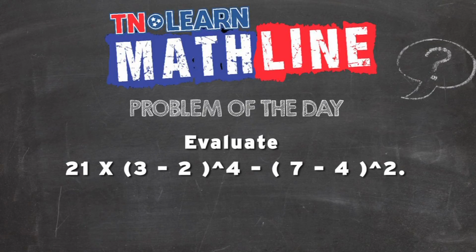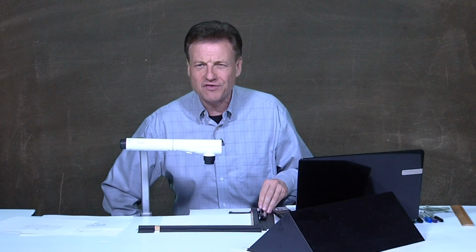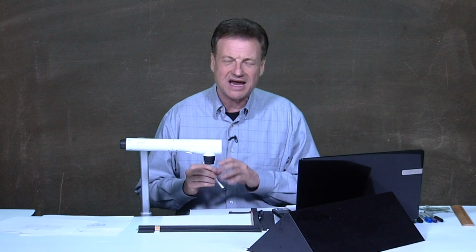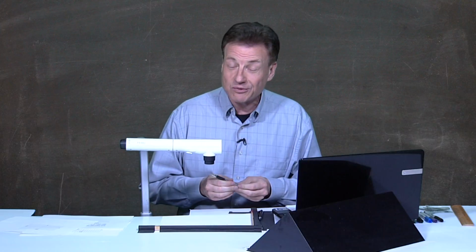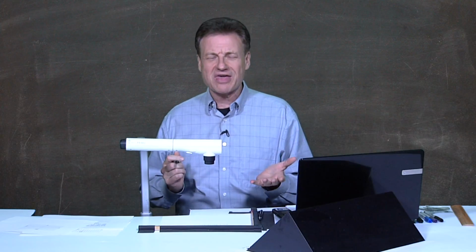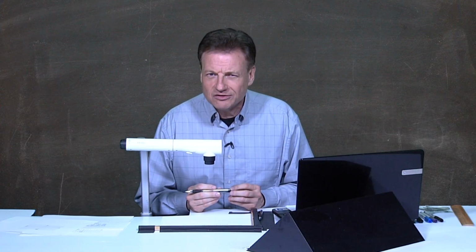21 times, in parentheses, by the way, notice those parentheses, 3 minus 2 raised to the 4th power, minus, another parenthesis here, 7 minus 4, raise that to the 2nd, or square that parenthesis. All right, sounds like my dear Aunt Sally is going to be overtiming with us on Mathline today. We've got to please excuse her, by the way. Sometimes you hear me say that a lot, and probably some of you are going, I don't quite understand what that means. Please excuse my dear Aunt Sally.